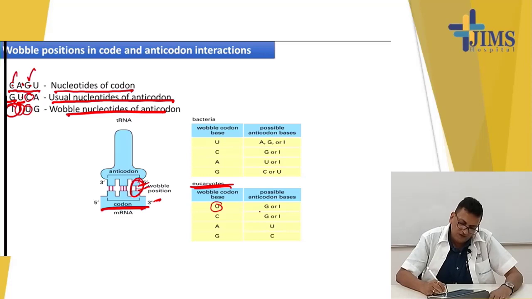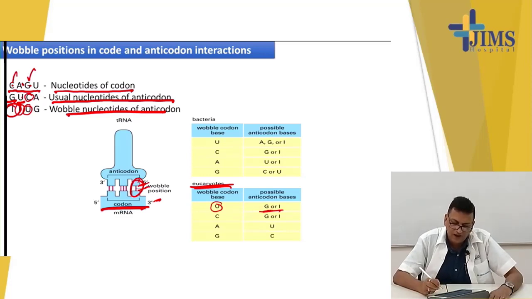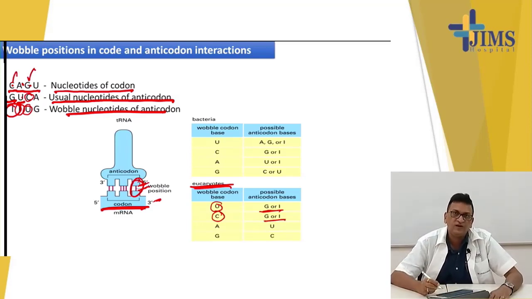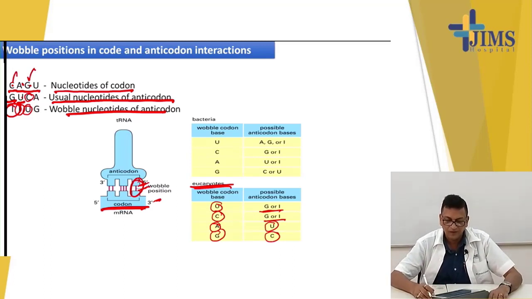If it is U, the possible anticodons can be guanine or inosine. If you have C, the possible anticodons will be again guanine or inosine. If you have adenine, the possible anticodon will be uracil. In case you have guanine, the possible anticodon will be cytosine. So is it clear, this one?